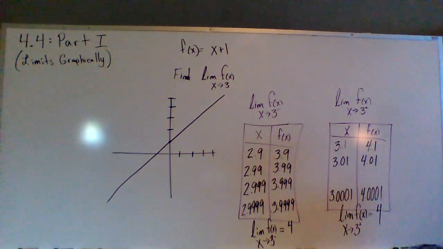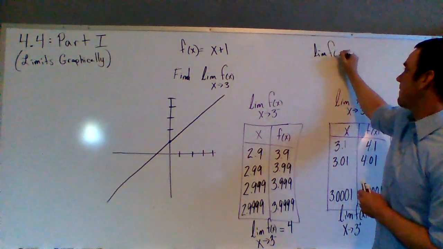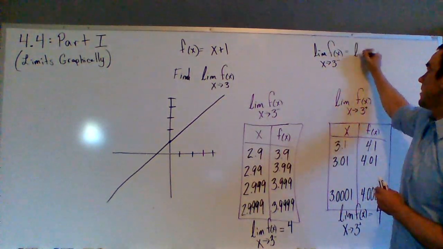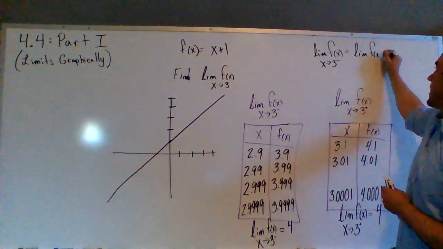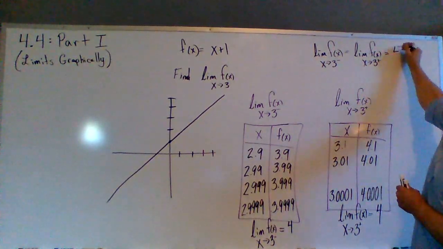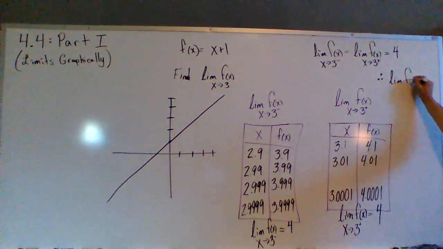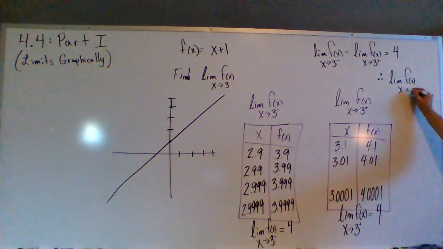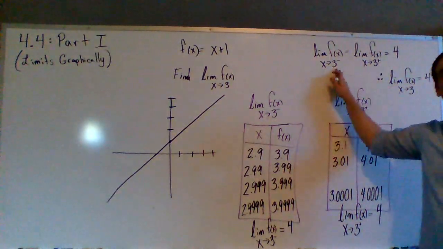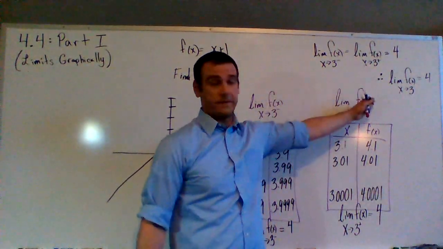Okay? So basically the limit of f of x as x approaches 3 from the left equals the limit of f of x as x approaches 3 from the right, which equals 4. Therefore, the limit of f of x as x approaches 3 is going to be equal to 4. Okay, so my left-hand limit equals my right-hand limit, therefore my limit does exist at 3.